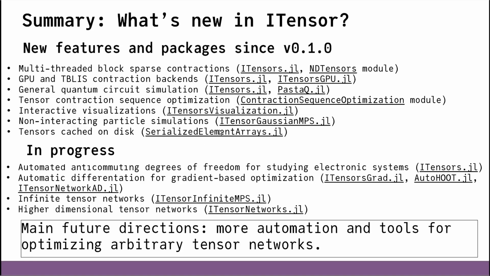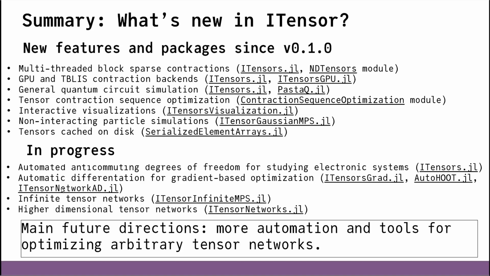And then I briefly discussed some high-level automation tools, such as automating the study of tensor networks with anti-commuting degrees of freedom, as well as high-level tools for efficiently performing automatic differentiation for gradient-based optimizations of tensor networks in these packages such as ITensorsGrad.jl, AutoHOOT.jl, and ITensorNetworkAD.jl.